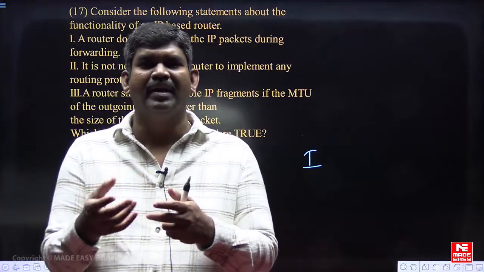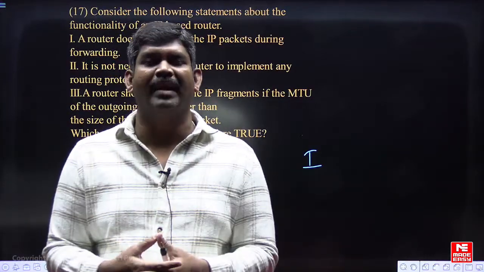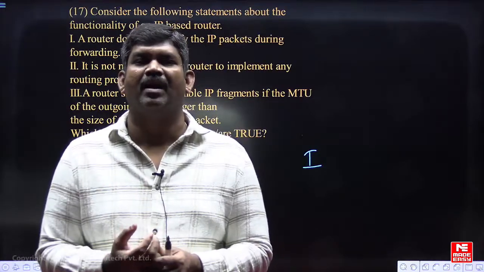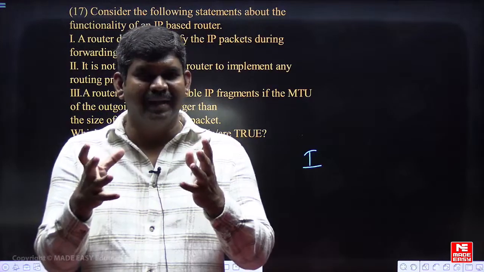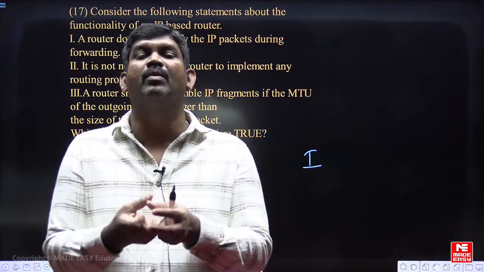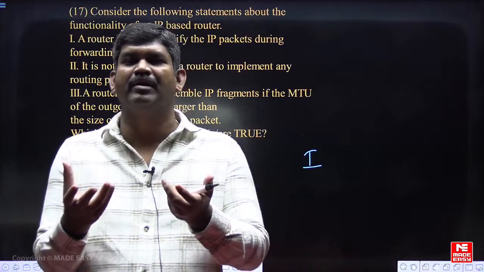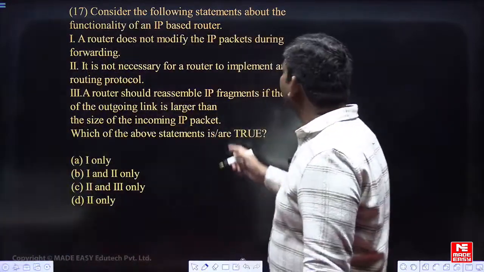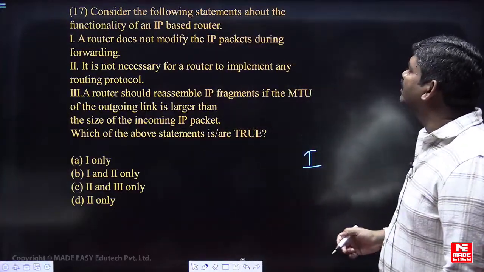So we can say that IP header parameters will be modified by the router, parameters like the TTL value or some others. Basically the routers are involved in routing the data packets with the help of the IP header, so they are going to change it. Here they have mentioned that a router doesn't modify the IP packets during forwarding, so this is false.